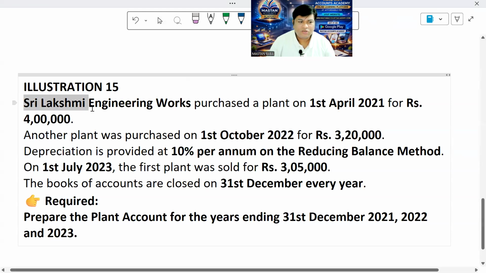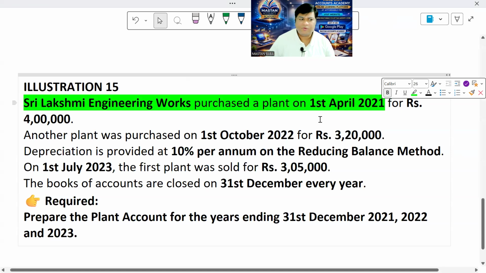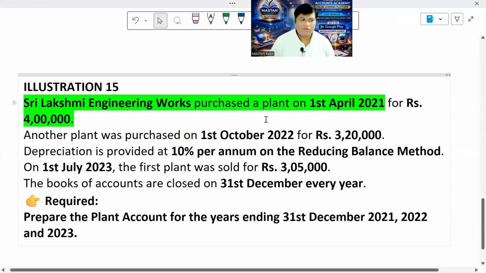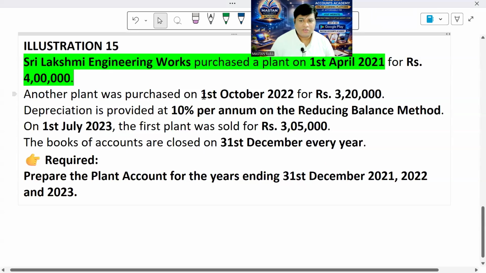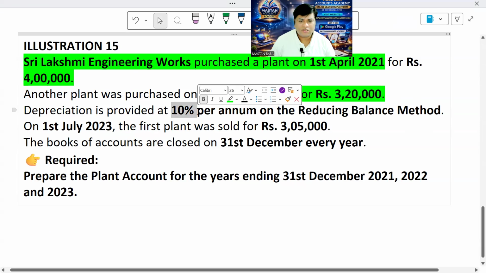So Sri Lakshmi Engineering Works purchased a plant on 1st April 2021. Dates are very, very important. For how much was it purchased, ma? It is purchased for 4 lakhs. So first plant value, date 1st April 21, for 4 lakhs. Another plant was purchased on 1st October 2022 for rupees 3,20,000. Second plant date and second plant amount are given. And depreciation is charged. What is the rate of depreciation? It's 10% per annum under the reducing balance method, as usual, we are doing this method only at present.